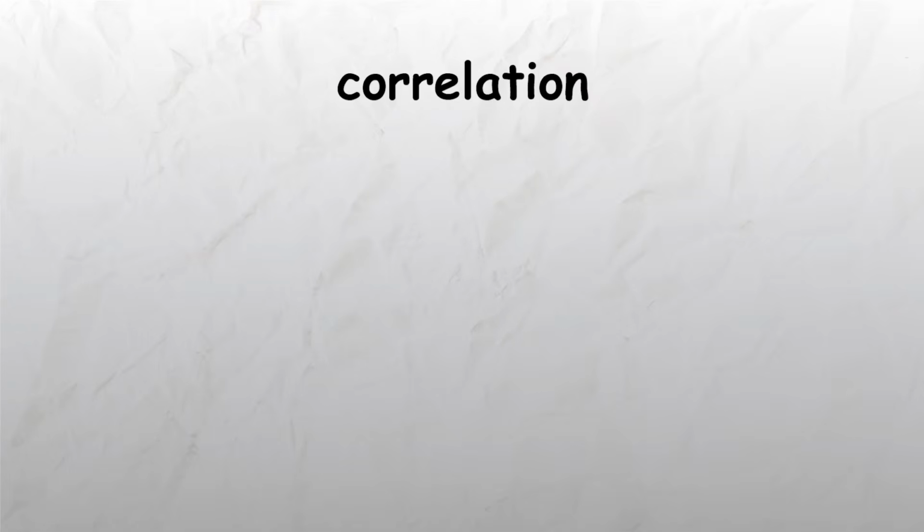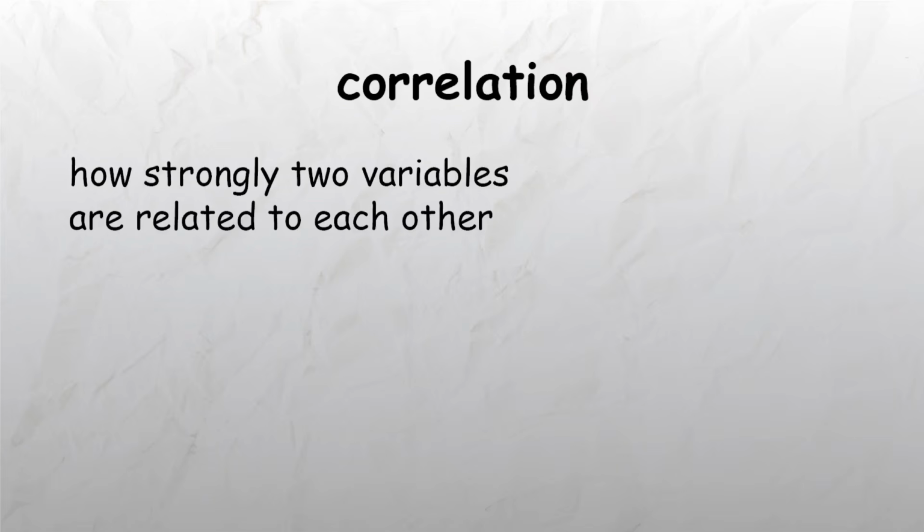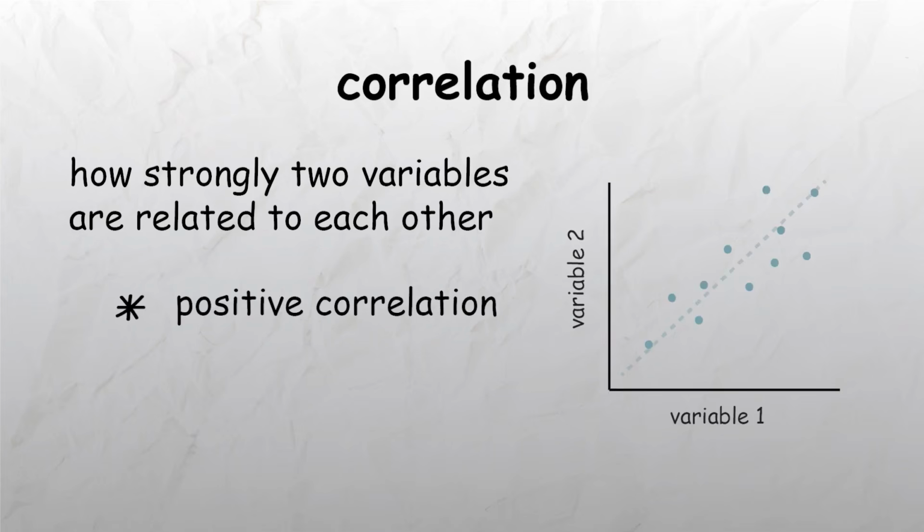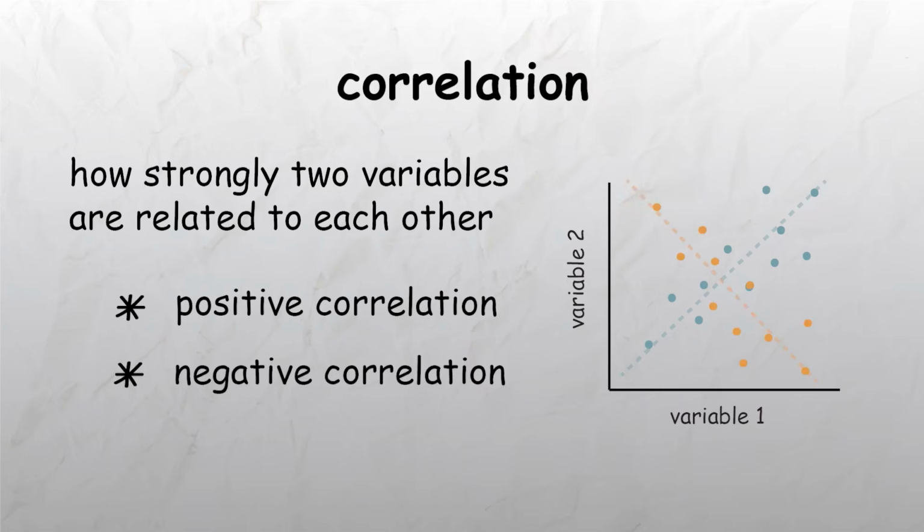Correlation refers to a measure of how strongly 2 or more variables are related to each other. A positive correlation means that high values of one variable are associated with high values of the other, while a negative correlation means that high values of one variable are associated with low values of the other. If there is no correlation between 2 variables, they are said to be uncorrelated.